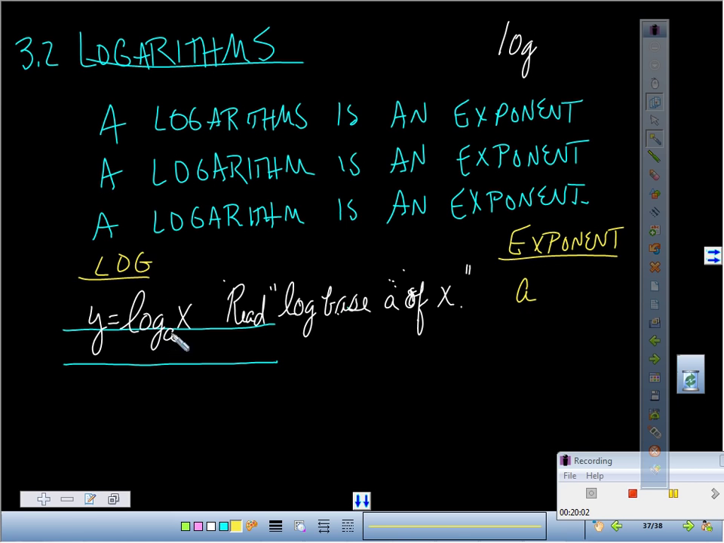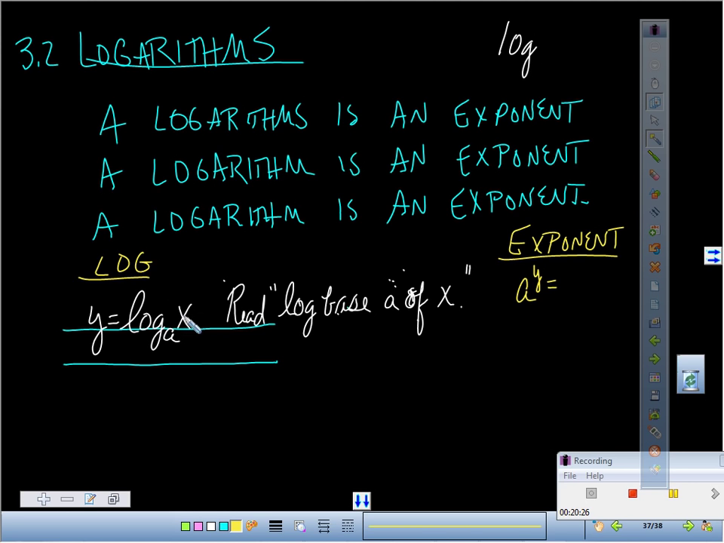Look, watch over here. Are you watching right here? Yep. A logarithm is what? An exponent. A logarithm is an exponent. What's my exponent? Is equal to, that guy's my answer. So a to the y is equal to what? X. Very good.